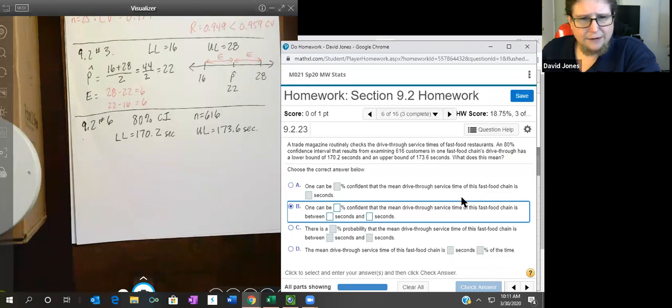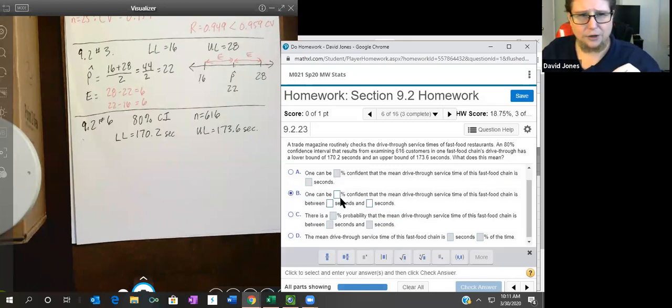D, the mean drive-through service time of this fast food chain is blank seconds per certain percentage of the time. That's also not a confidence interval. It doesn't tell us how often it has that kind of thing. It tells us a range and how likely our answer is in it. So we're going to go with this one.